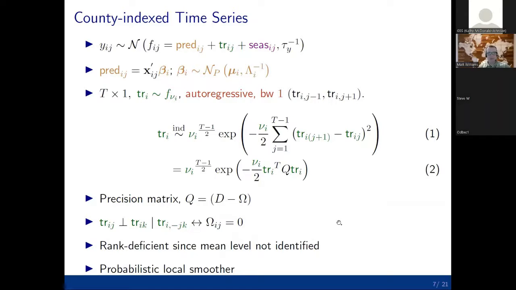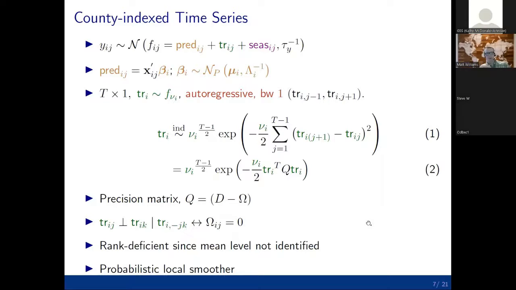Some technical details, this is technically a rank deficient formulation because the mean's not identified. So you can't get the mean just from this, you'll need the linear predictors. And another way to think about it is a probabilistic local smoother. So this will take some of the drift and other things out of the way.